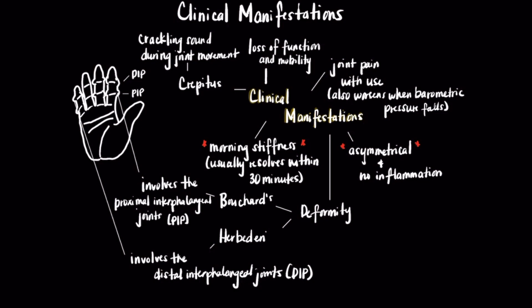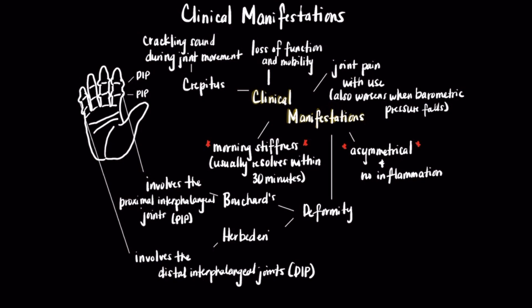Patients with osteoarthritis will experience morning stiffness that usually resolves within 30 minutes, which is another important distinguishing factor between osteoarthritis and rheumatoid arthritis. A crackling or grating noise upon movement of the joint, which is called crepitus, is also apparent with osteoarthritis due to the lack of cartilage within the joint space between bones. Two particular deformities are apparent in the hands with osteoarthritis, which are Bouchard's and Heberden's nodes. In Bouchard's nodes, the proximal interphalangeal joints of the hands are affected, whereas in Heberden's nodes, the distal interphalangeal joints are affected. Bouchard's and Heberden's nodes are shown in the illustration of the hand.